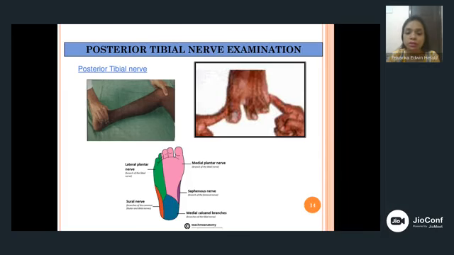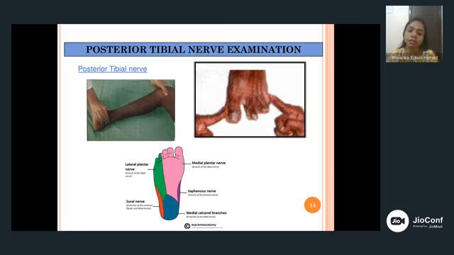And the posterior tibial nerve supplies the intrinsic muscles of the foot. So we ask the patient to fan his toes. If he is able to fan his toes out, then we can apply resistance on both sides. And if he is able to do the fanning against the resistance, then there is no motor loss present. But very importantly, the posterior tibial nerve supplies the sole of the foot, and you can see in the picture, the posterior tibial nerve supplies majorly the sole.